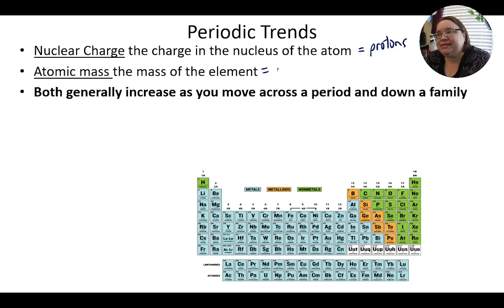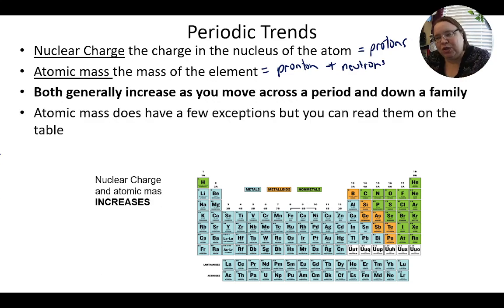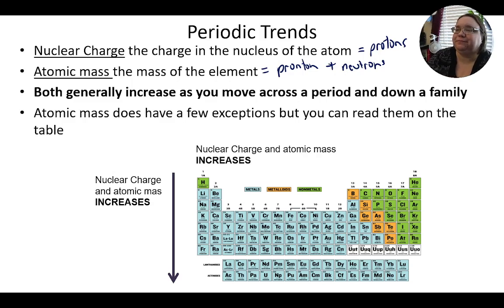Remember that your mass is the sum of protons and neutrons. But overall, the general trend is they increase as you go down the group. They increase as you go across. And from left to right, we are in English-speaking countries, so we read from the left side of the page to the right side of the page. And so we're almost always going left to right.